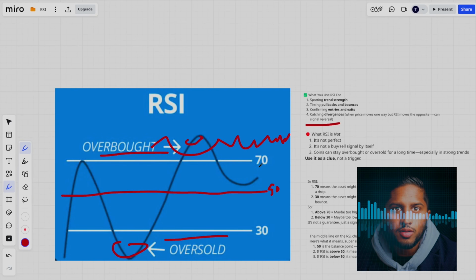In RSI, 70 means the asset is overbought, 30 oversold. So above 70, maybe it's too high, people might start selling, and below 30, maybe it's too low, people might start buying. It's not a guarantee, it's just a signal to pay attention to. Again, the middle line on the RSI chart is the 50, and here's what that means. 50 is a balance point, not overbought, not oversold. If the RSI is above 50, it means there's more buying pressure, uptrend. If it's below 50, it just means there's more selling pressure, downtrend.